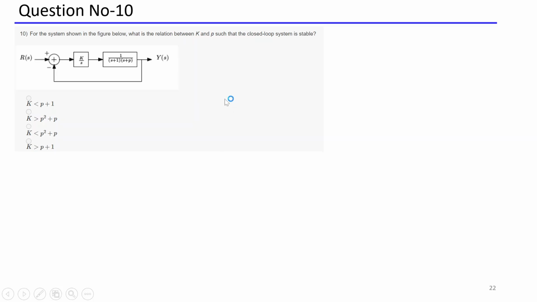Okay, this is question number 10. He's asking what is the relation between k and p so that the closed loop system is stable. Again, you have to find the closed loop characteristic equation, make the inner product greater than or equal to outer product to make the system stable, and find the relation between k and p, because these two are unknowns. Okay, so I think I have 10 questions.